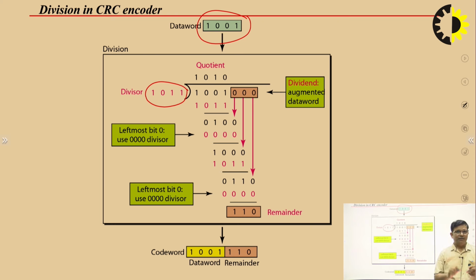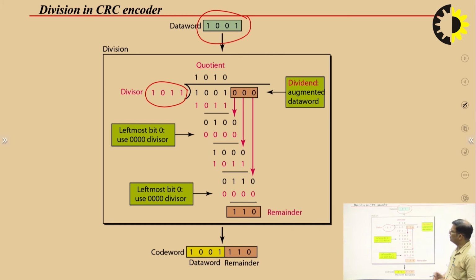The divisor is already given to the user based on certain conditions. The divisor can be common to a few users, or it can be generated by using some algorithms. We will discuss it later. But first we will discuss what happens in CRC.